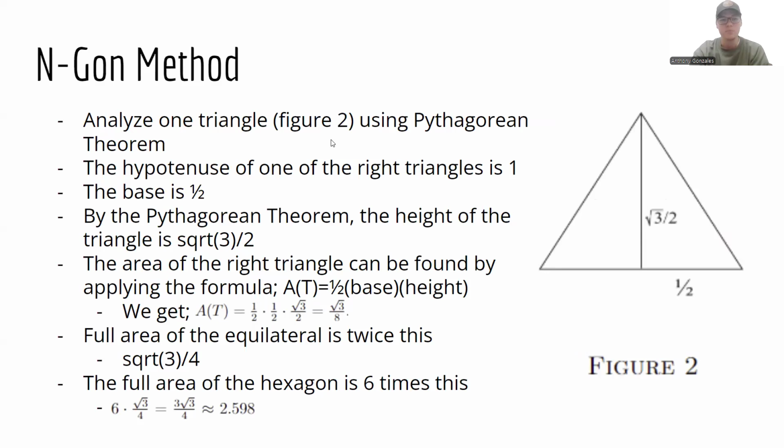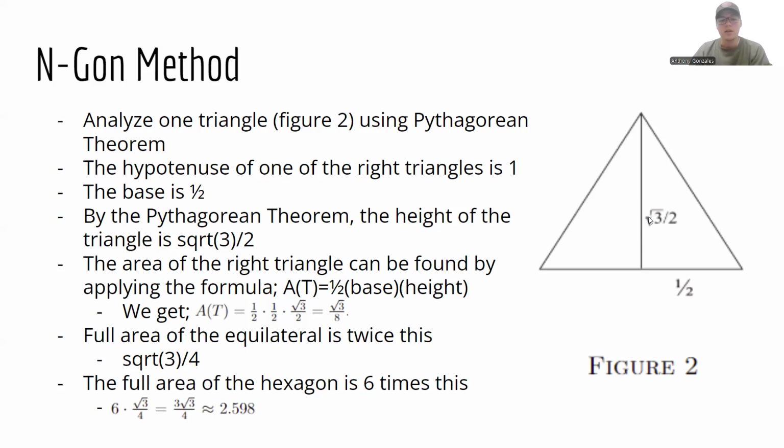If we're looking at just this triangle, we can use the Pythagorean theorem to analyze it. The hypotenuse we can see is 1, and then the base is also 1. But we're going to split this in half, so now we have two right triangles. That way we can actually use the Pythagorean theorem. Now the base is 1/2 and the hypotenuse is 1, and we can determine that the height is √3/2 by using the Pythagorean theorem.